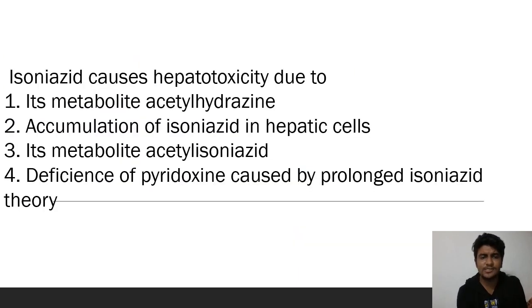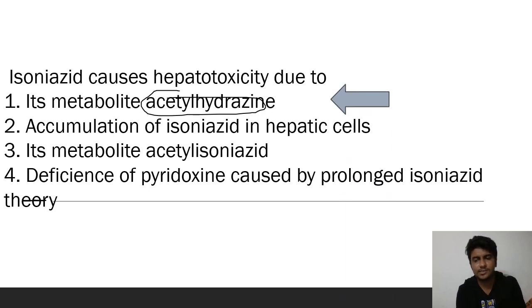The next one we have, isoniazid causes hepatotoxicity due to. So the 4 options are due to its metabolite acetylhydrazine, due to accumulation of isoniazid in hepatic cells, due to its metabolite acetylisoniazid, and due to deficiency of pyridoxine caused by prolonged isoniazid therapy. We all know that prolonged isoniazid therapy leads to reduction in vitamin B6. That is why we give vitamin B6 along with isoniazid. But the main actual cause of this hepatotoxicity is your acetylhydrazine. So acetylhydrazine will be the correct answer.